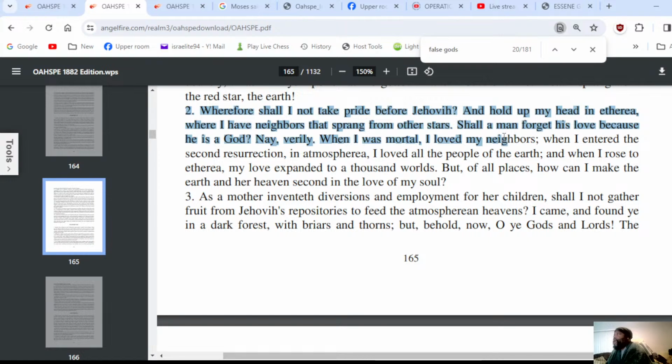Wherefore shall I not take pride before Jehovah, and hold up my head in Ethria, where I have neighbors that sprang from other stars. Shall a man forget his love because he is a god? Nay, truly. When I was immortal, I loved my neighbors. When I entered the second resurrection in atmosphere, I loved all the people of the earth. When I rose to Etheria, my love expanded to 1,000 worlds. But of all places, how can I make the earth and her heavens second in the love of my soul?